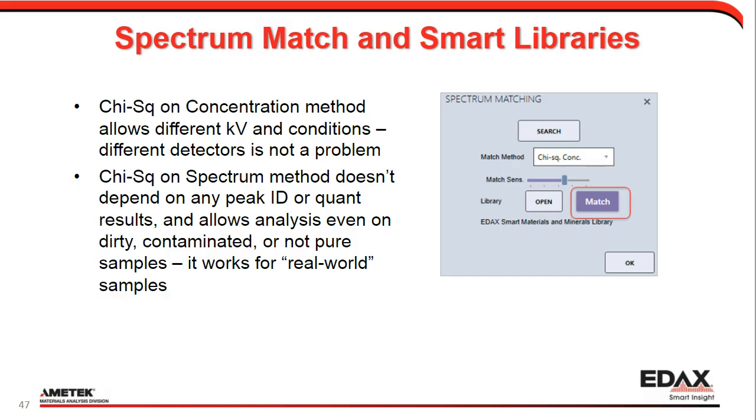The chi-square on spectrum method doesn't depend on any peak ID or quant results. The software will compare the spectrum channel by channel. It allows analysis even on dirty, contaminated, or not pure samples, so it works for real-world samples.